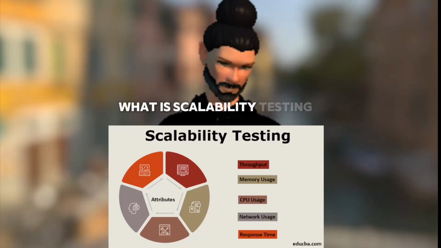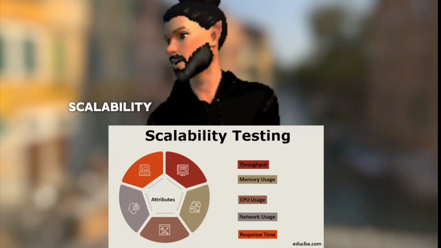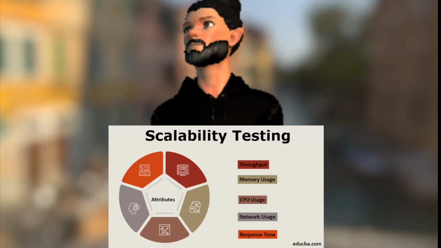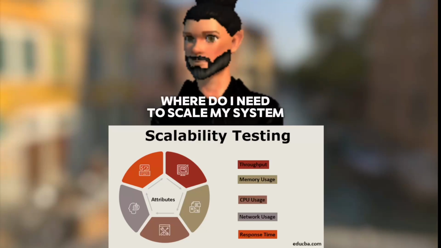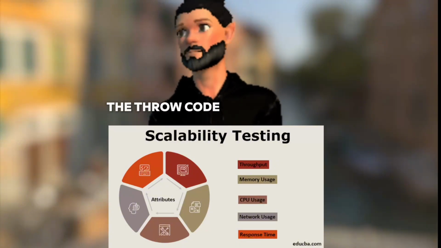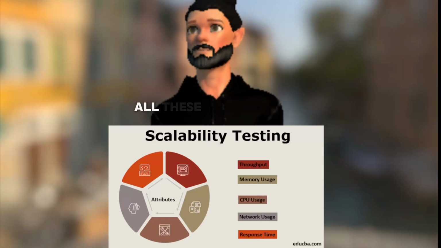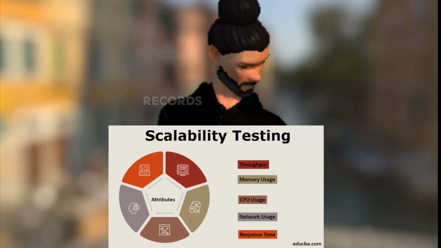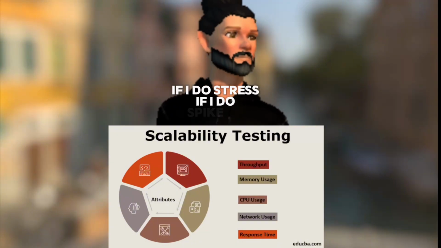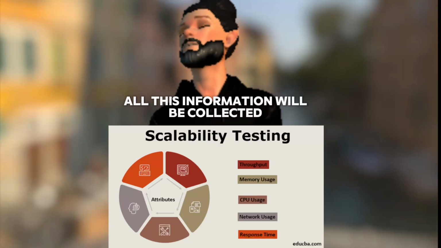What is scalability testing? In theory, all performance testing is scalability testing, because the outcome of a performance test is to figure out where I need to scale my system. If you look at the graph I found online, the throughput, memory usage, CPU usage, network usage, and response time are all tracked records of any type of performance test. If I do stress, spike, or soak testing, all this information will be collected.